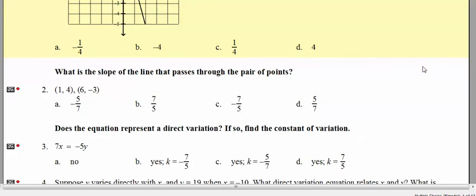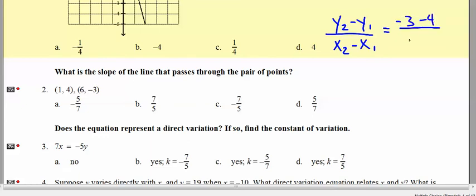Alright, so we'll do 2 and 3 right now. Slope of the line that passes through the pair of points. So use the slope formula. Anybody remember the slope formula? Yeah, that was very consistent there. -3 minus 4, over 6 minus 1.